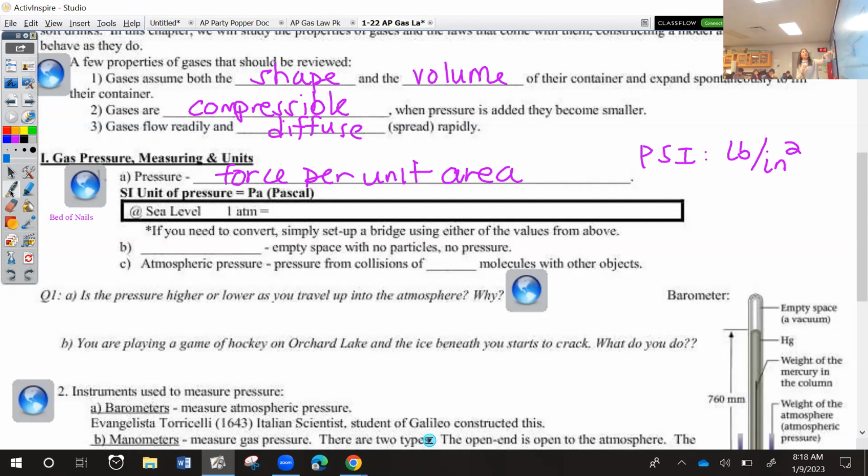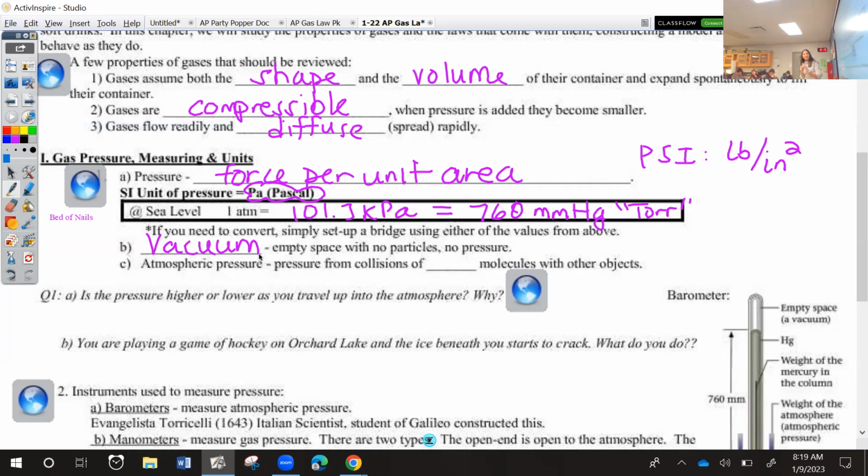When we say PSI, the SI unit is called the Pascal or the kilopascal, which is funny because they don't show that on the AP equation sheet. That's the one unit that they don't give you. At sea level, anybody remember what 1 atmosphere is equal to? How many kilopascals? We can start with that one. 101.3, I like it. 101.3 kilopascals. And what's the other one that we use? Torr, which is the same thing as millimeters of mercury. And what's that one? 760 millimeters of mercury, which is the same thing as a Torr, named after Torricelli. So we've got these sea level units. If you need to convert, you just set up a bridge. We did that when we were looking at the Dalton's law stuff. What's empty space with no particles and no pressure called? Vacuum. A vacuum.